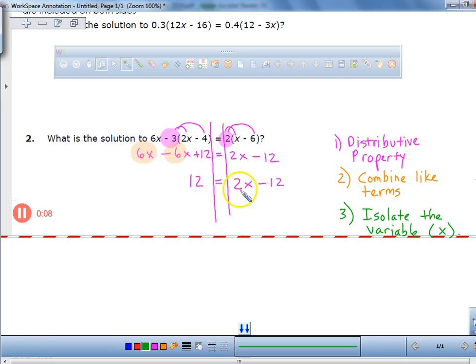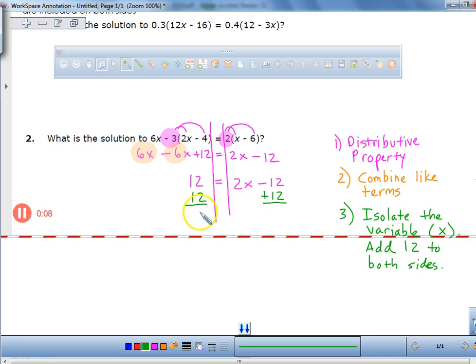Now, how do we get this 2x totally by itself? Right now, he's got a negative influence next to him. What are we going to do? That's right, we're going to add 12 because we've got to get rid of that negative influence next to him. We're going to add 12 to both sides.